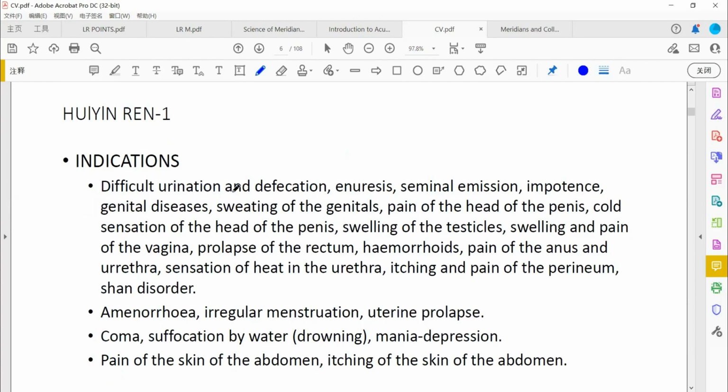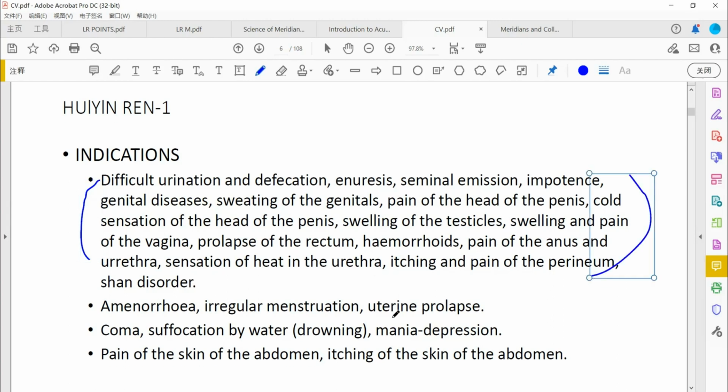Indications: difficult urination, defecation, urethritis, seminal emission, impotence, and I will not read. That's the kind of the lower jaw problem, right? Lower jaw urination, defecation, men's problem, women's problem, right? Hemorrhoids. Use as a local point. Hemorrhoids. Anus. Urethral. Itching of the perineum. Shan disorder, kind of use as a local point.